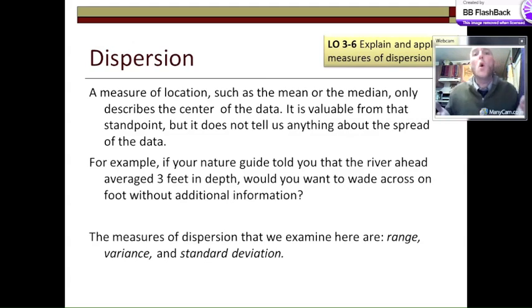So at this point, we've completed a discussion about point estimates for central tendency, mean, median, and mode, and also extended that conversation to the weighted mean.